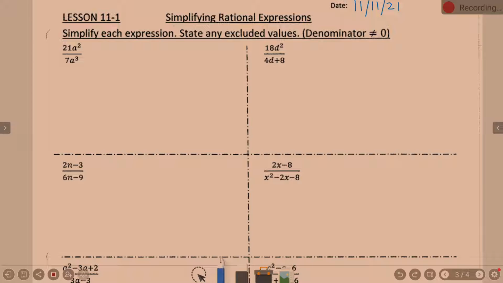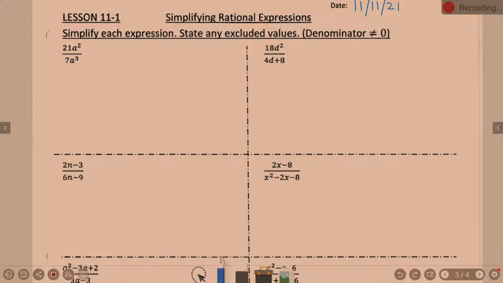As we look at example 1, 21a squared over 7a cubed, think in terms of simplifying a fraction. What do they both have in common that we could divide by? A 7. They have a 7 in common. And a squared. Specifically, they each have at least a squared, right? So always go with the lower of the two exponents. Okay?